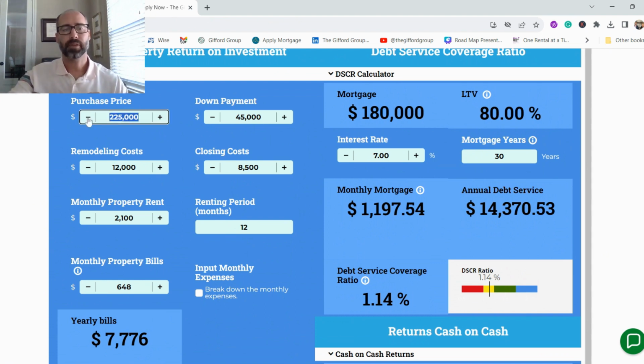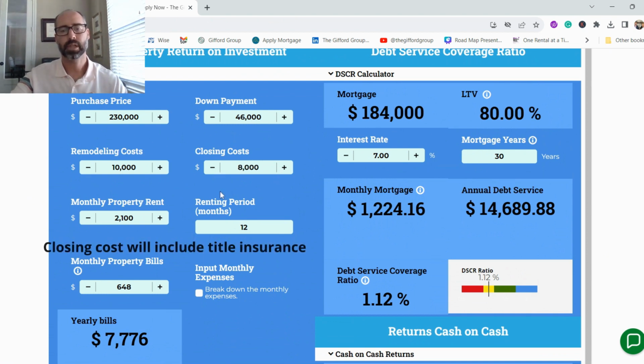So let's say we found a property for 230, right? And these numbers are going to update automatically anytime you change anything. So we're doing 20% down. We put down $46,000 here, right? And now we have a mortgage of 148. And now we have some repair costs we can include in there, and then we have our closing costs.